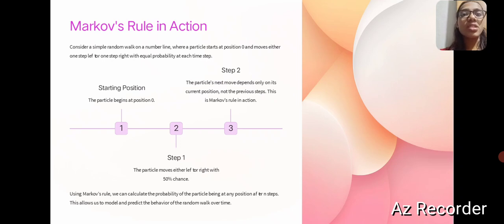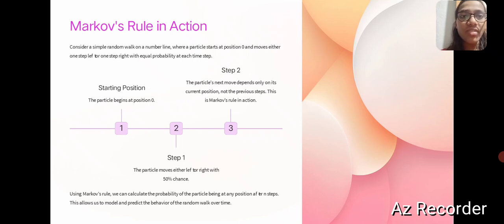Markov's rule in action. Consider a simple random walk on a number line, where a particle starts at position 0 and moves either one step left or one step right with equal probability at each time. Starting position: the particle begins at position 0. Step 2: the particle's next move depends only on its current position, not on the previous steps. This is Markov's rule in action.